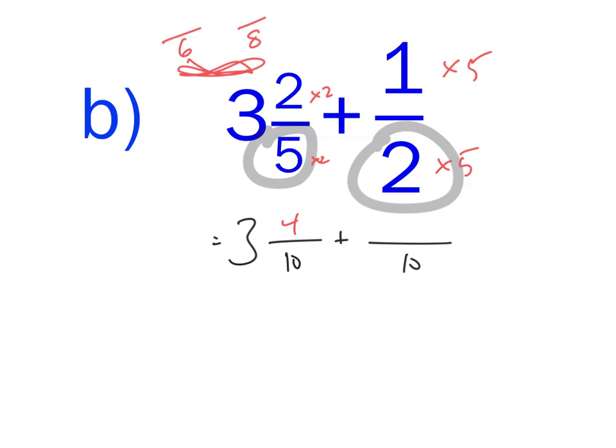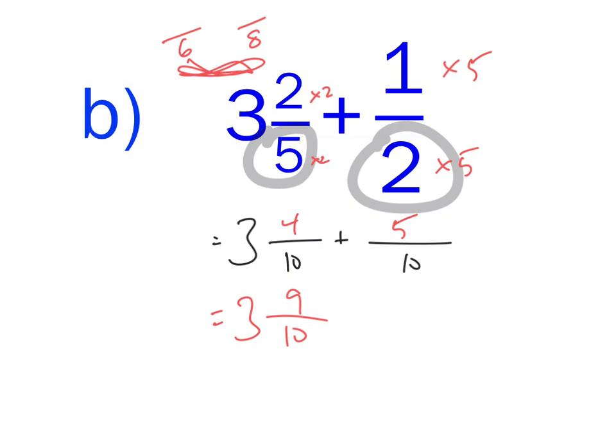So, anyway, we get a 5 here. Now, remember, if we have no number here, that's a 0. So 3 plus 0 is 3. And then the bottom stays the same, so it's out of 10. 4 plus 5 is 9. So that's the answer. The answer is 3 and 9/10.